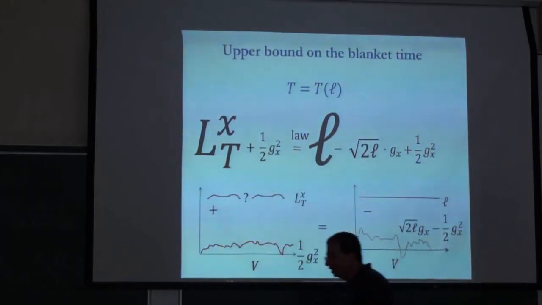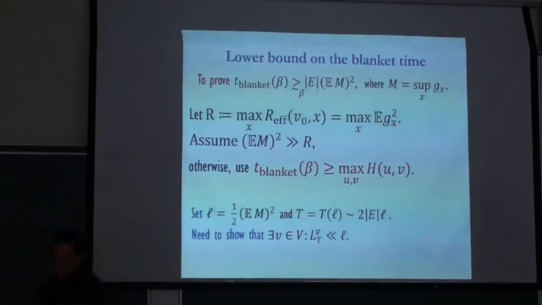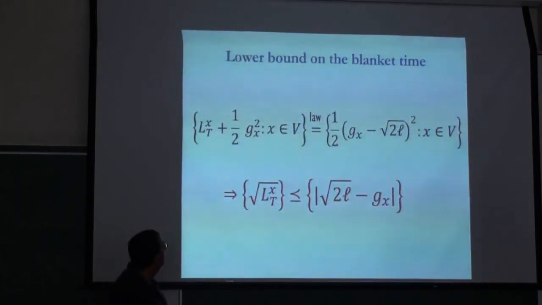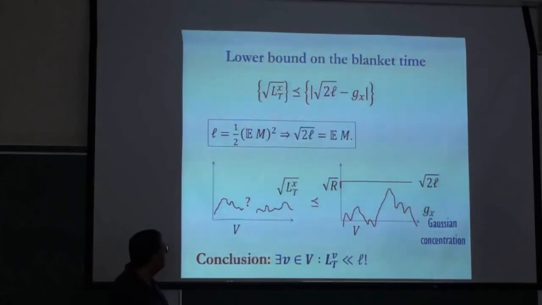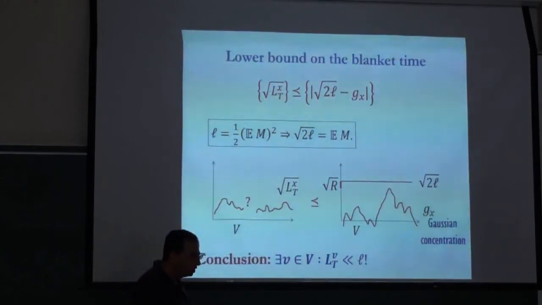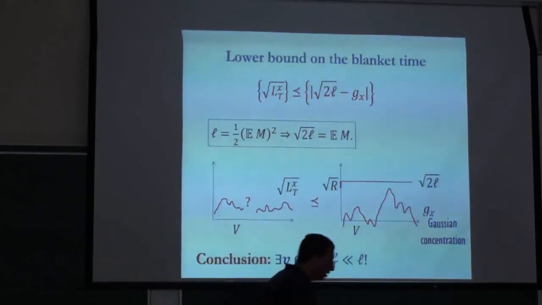So the upper bound, again, is easy. Now, it turns out that the lower bound on the blanket time is also easy if you use the isomorphism theorem. I don't have time to show you the details, but I'll just say that it follows easily from something known as the Borell-Tsirelson isoperimetric inequality, which tells you that the maximum of a Gaussian process is concentrated.